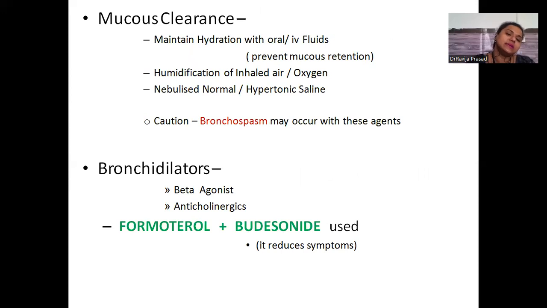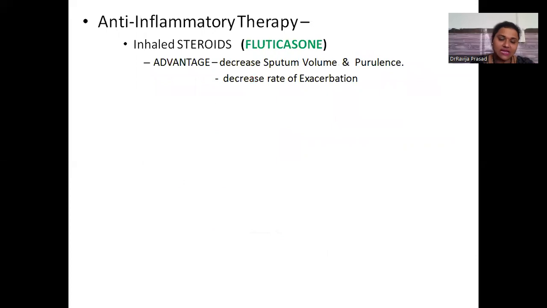Then mucus clearance. In mucus clearance, maintain hydration with oral or IV fluid, prevent mucus retention, and use humidification of inhaled air and oxygen, and nebulized normal and hypertonic saline. Caution: bronchospasm may occur with these agents. Bronchodilators like beta-agonists, formoterol, and budesonide are used. They reduce symptoms. Now, in anti-inflammatory therapy, inhaled steroids like fluticasone have the advantage that they decrease sputum volume and decrease the rate of exacerbation.